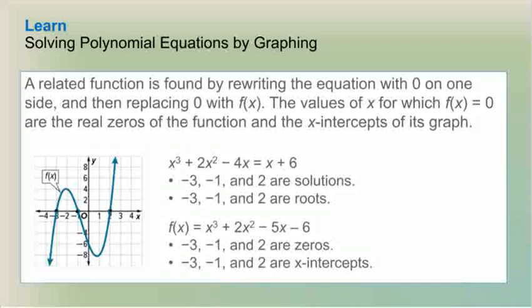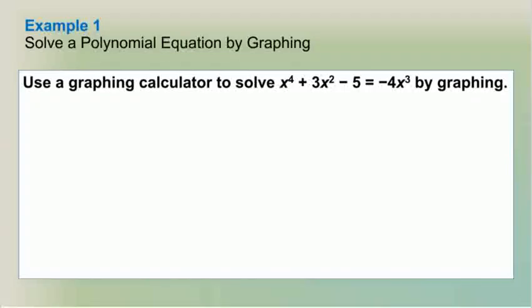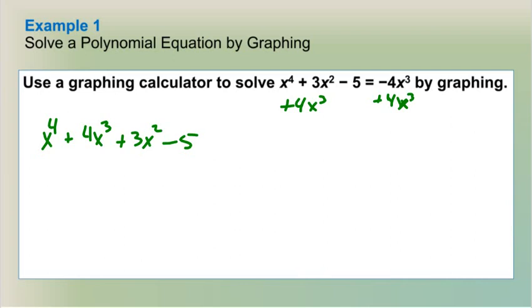We're going to graph some of these and put them on our calculator, so it'll be easier to find the zeros. For our first example, use a graphing calculator to solve x to the 4th plus 3x squared minus 5 equals -4x cubed by graphing. The first thing I want to do is get everything to one side. I'm going to add 4x cubed to both sides. Now I have a function of x to the 4th plus 4x cubed plus 3x squared minus 5 equaling 0. So we're going to grab our calculator.